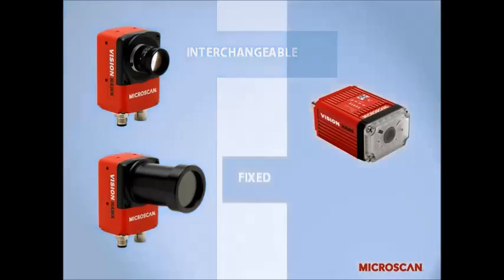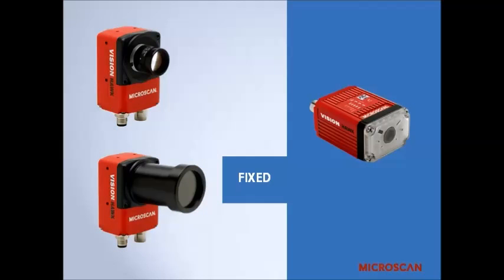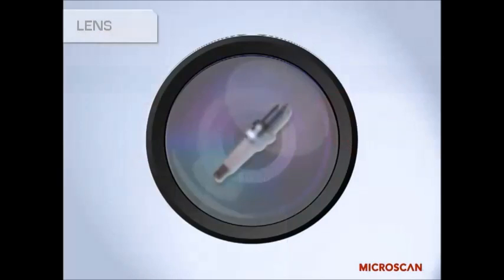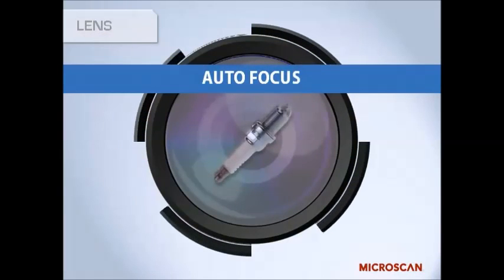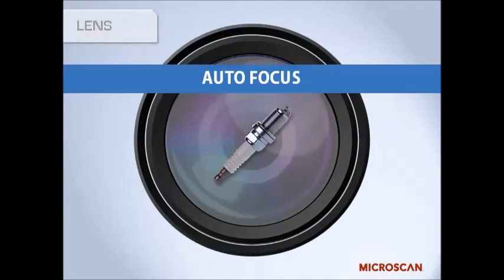A fixed lens is part of a fully integrated smart camera. Fixed lenses typically use autofocus. This could be a mechanically adjusting lens or even a liquid lens, and it will automatically focus on the part. Autofocus lenses usually have a fixed field of view at a given distance.